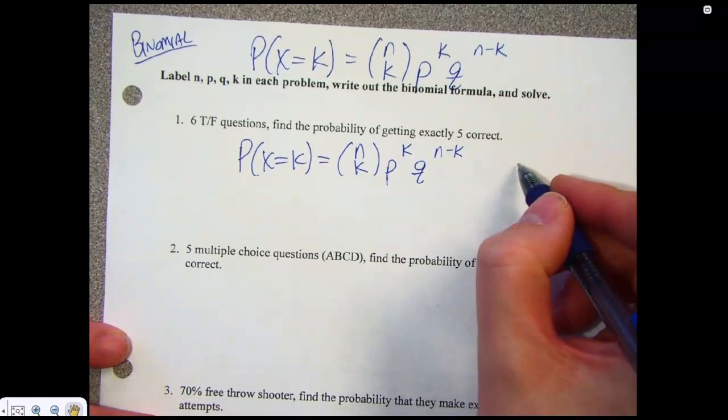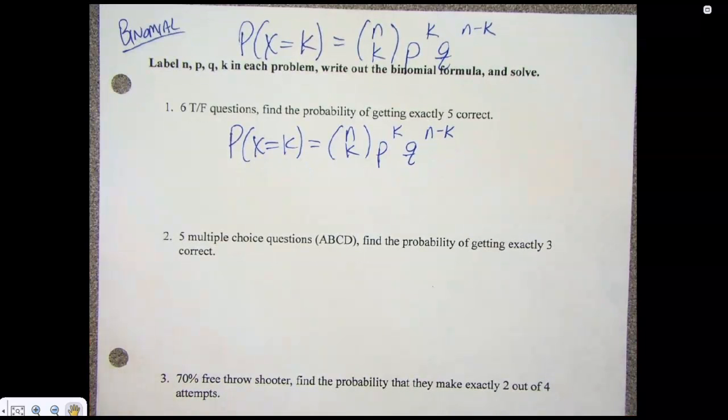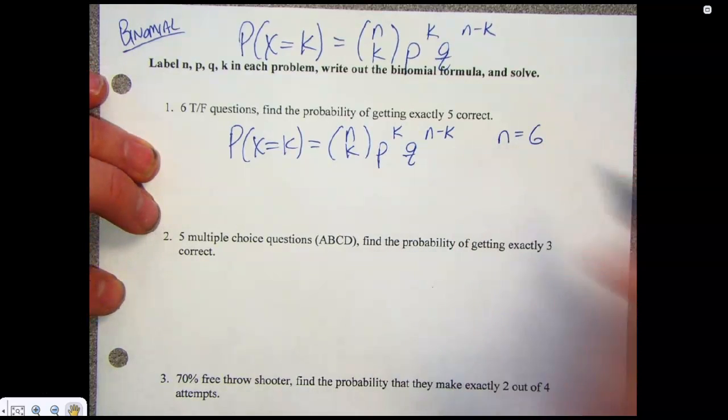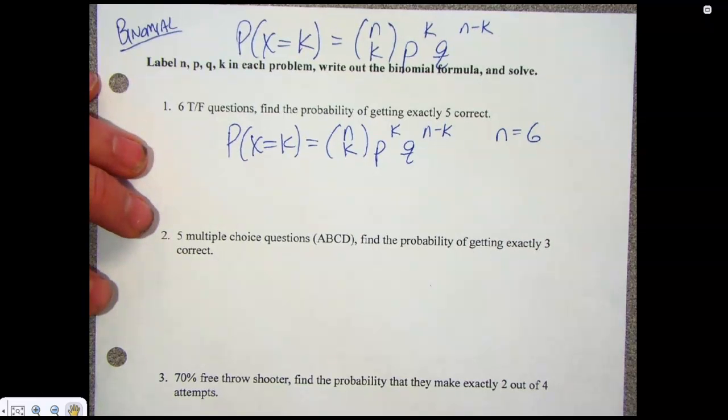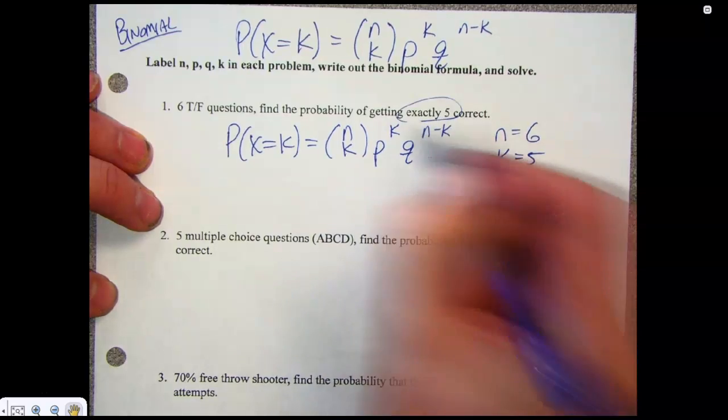I'm going to go off to the side and write down what all of these things are. You may or may not do that. Do it if it helps you. If you feel like it's a waste of your time, I'm not going to make you do it. But I'm going to go over here and say, okay, N is 6. Where am I getting that from? 6 true false questions. 6 questions. K is 5. Because I want to get 5 correct.